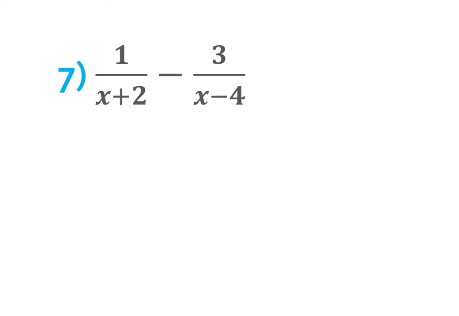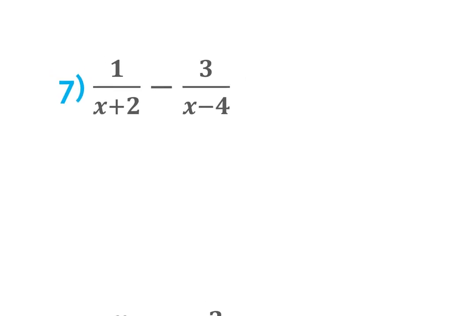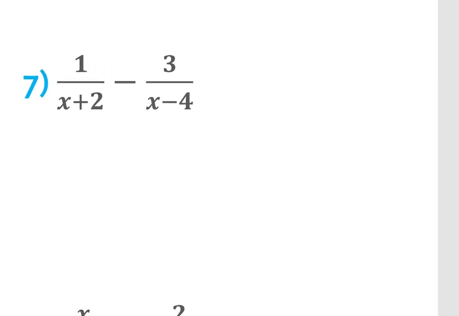Now my denominators are 2 completely different factors. X plus 2 and x minus 4 are different factors. So the least common denominator is going to be the product of those. My least common denominator is going to be x plus 2 times x minus 4.